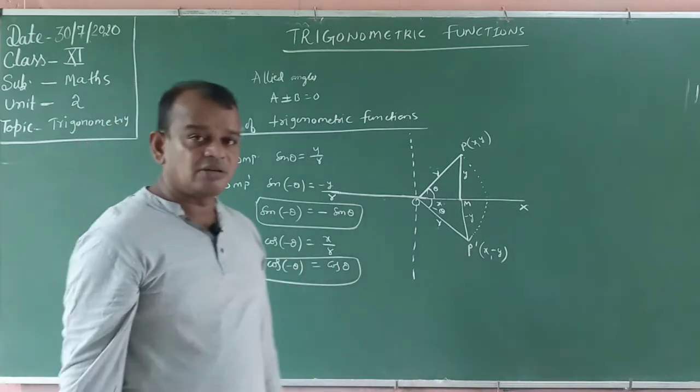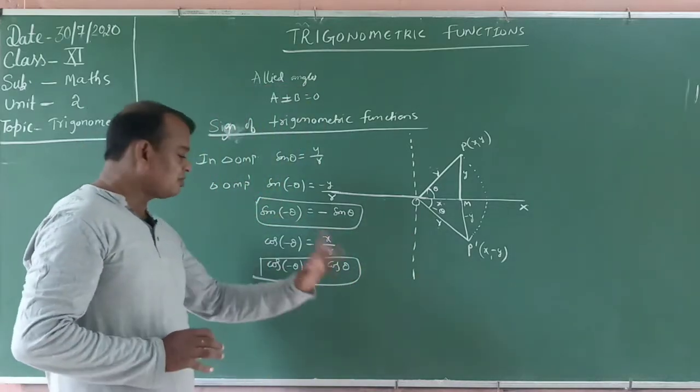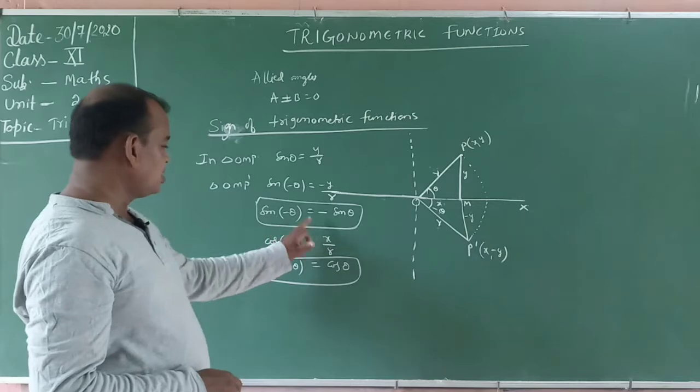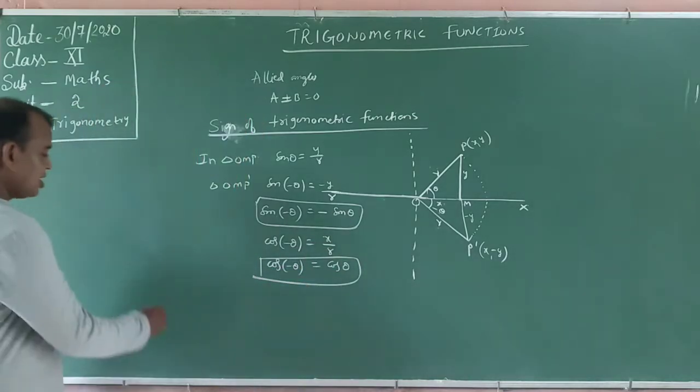Cos of minus theta is equal to cos theta only. Sin of minus theta is equal to minus sin theta. Cos of minus theta equal to cos theta. Sin of minus theta equal to minus sin theta. Now we have discussed the tan of minus theta.